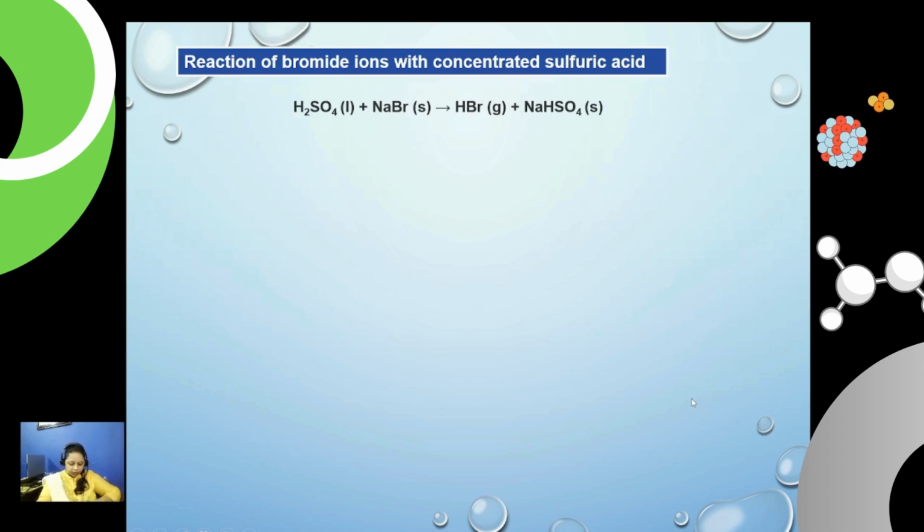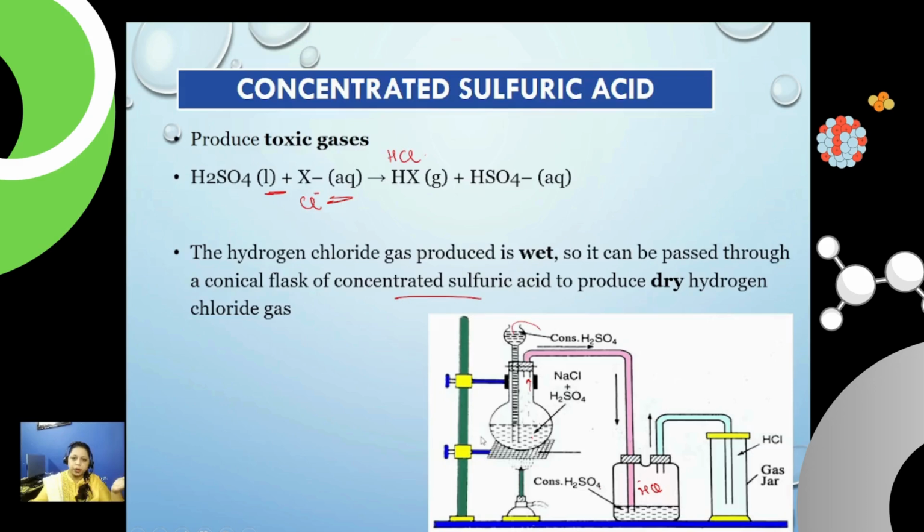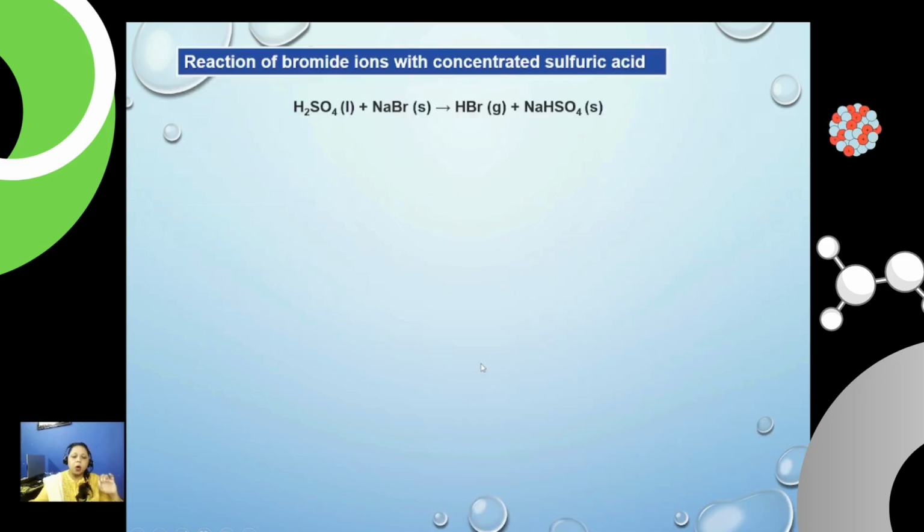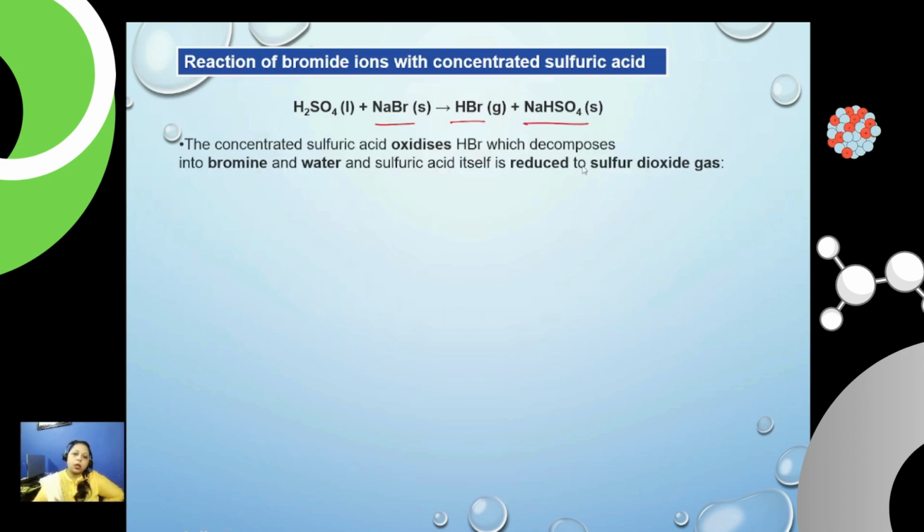So what happens with bromine or iodine? Now, keep in mind, as the size increases, it becomes easier to lose electrons. So here it can easily lose electrons in the case of bromine and iodine. Let's go into it. First of all, when a certain salt is added, it produces hydrogen bromide and sodium hydrogen sulfate. Simple. So the color would be brown.